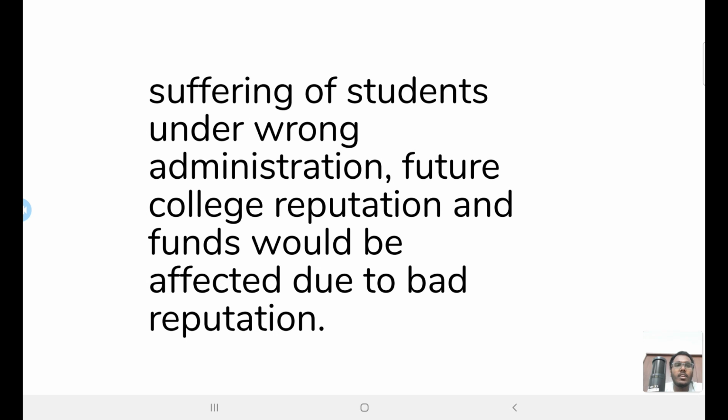And future college reputation and funds would also be affected due to bad reputation. So it's not like the college funds will go on forever. If the reputation is bad, funds will also be significantly affected. People donate to colleges in the expectation that they're doing some good, and businessmen feel that they need to do something for society, and they fund good colleges. And if this reputation is affected, then such funding would also be affected.